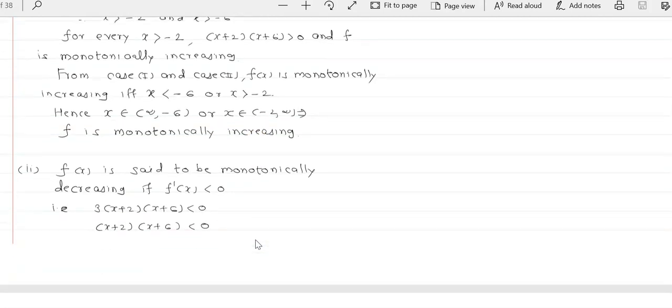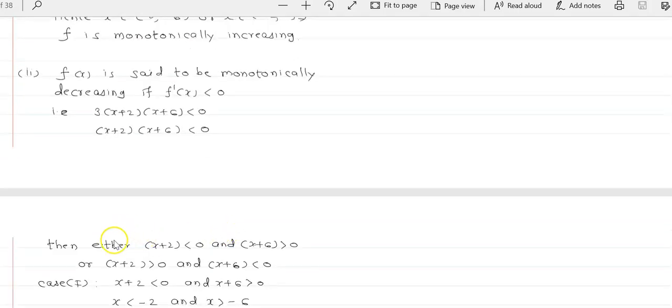Now next, suppose that f of x is said to be monotonically decreasing. If that happens, then f dash of x is less than 0. That is, 3 in bracket x plus 2 into x plus 6 is less than 0. That is, x plus 2 into x plus 6 is less than 0, which means one of them is positive and the other is negative, and vice versa. Then either x plus 2 is less than 0 and x plus 6 is greater than 0, or x plus 2 is greater than 0 and x plus 6 is less than 0.